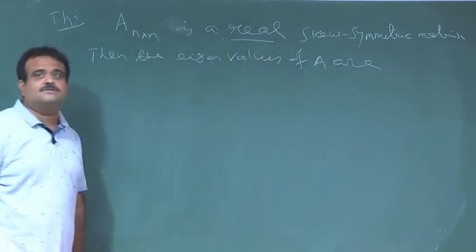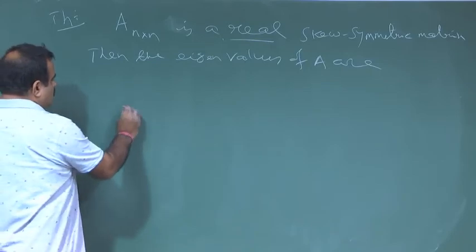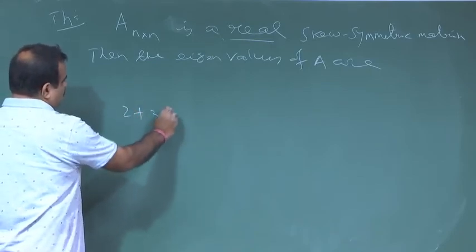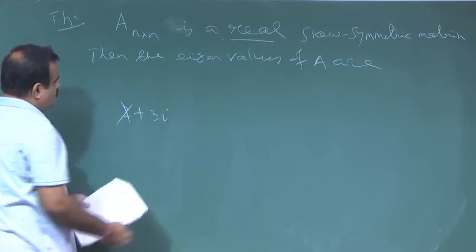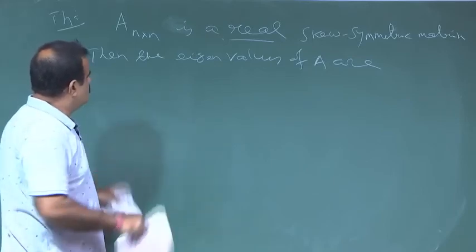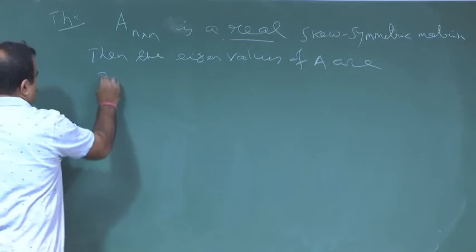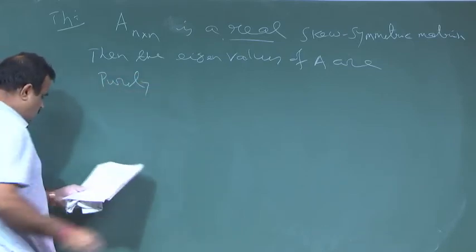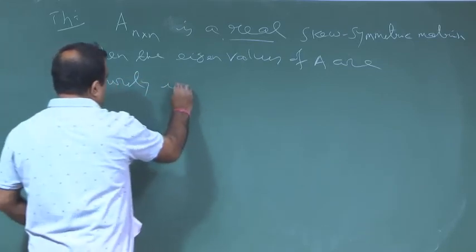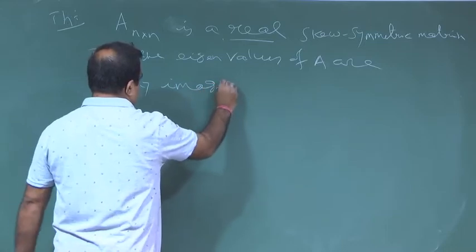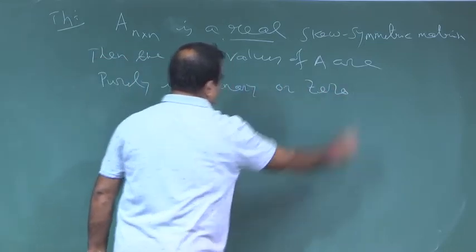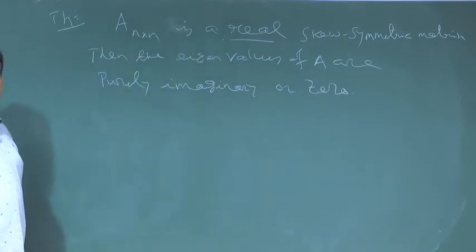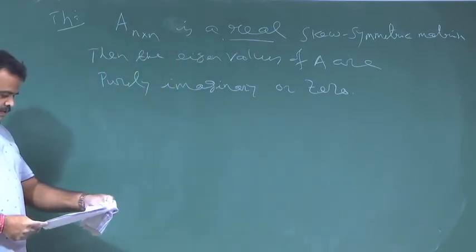Purely imaginary means there is no real part. So, like 2 plus 3i is not purely imaginary, so this part should not be there. So, that is purely imaginary. So, eigenvalues are purely imaginary or 0. Okay.